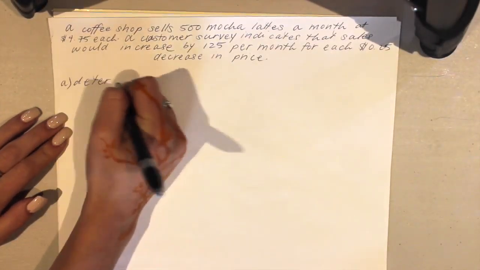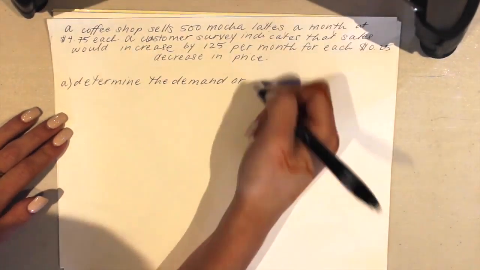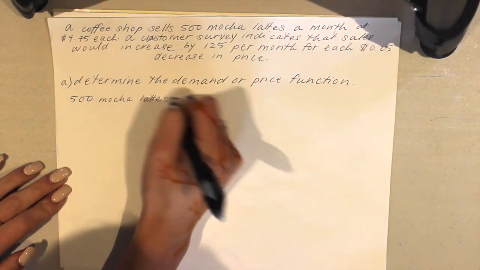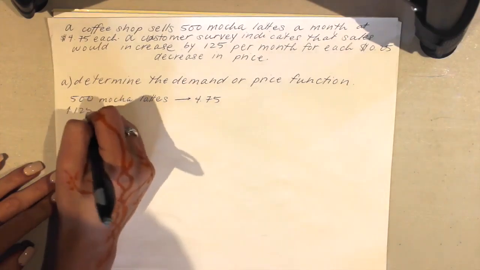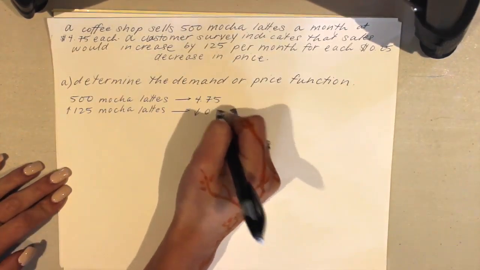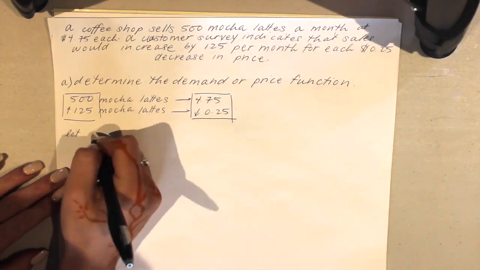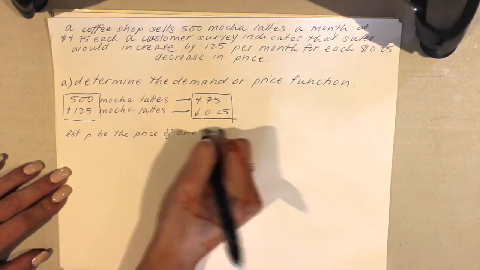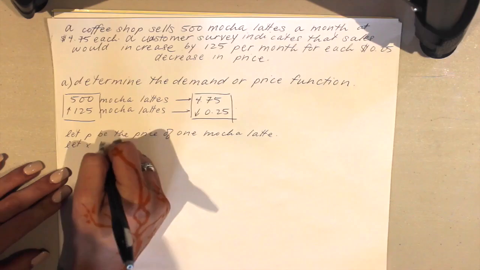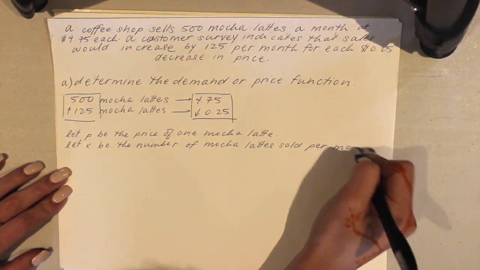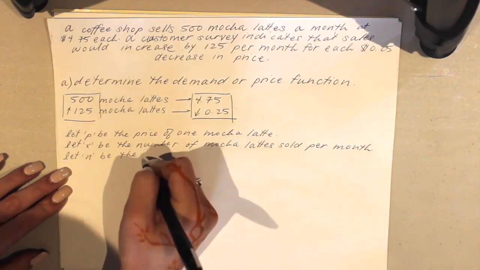Part A of the question asks us to determine the demand or price function. So how I like to start a question like this is I like to organize the information that's given to me into 2 separate lines and then square them off into my 2 different equations. I then like to make my let statements to also keep those thoughts organized so then I can move on to actually solving the question.